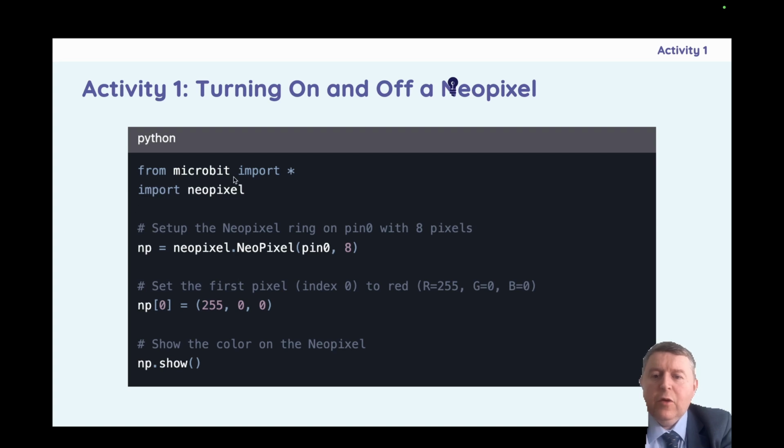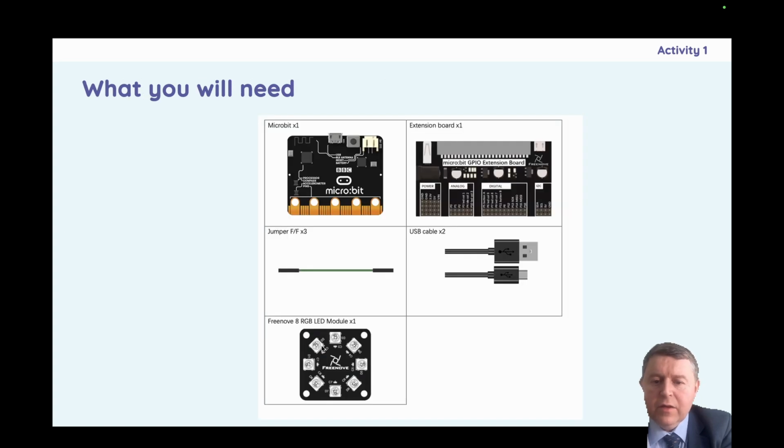So the first activity is we're just going to do a basic turning on and off of our NeoPixel. So this is some code here, and you can see what it's doing. It says from microbit import star, so we're importing everything we need to make the micro:bit work, and then we're also importing this new thing called the NeoPixel. A NeoPixel is just basically a little add-on that lets us make various different colors. So we made a new variable called np, and we're going to set it to pin 0. So pin 0 is what we're going to read and write our data to, and in this case it has 8. So if I go back here, you can see we've got 1, 2, 3, 4, 5, 6, 7, 8 LEDs, and that means we can access them individually, okay?